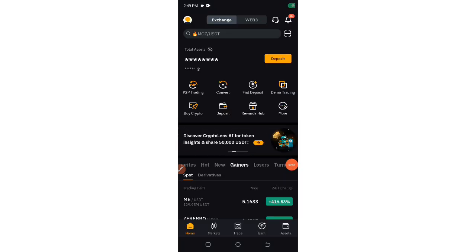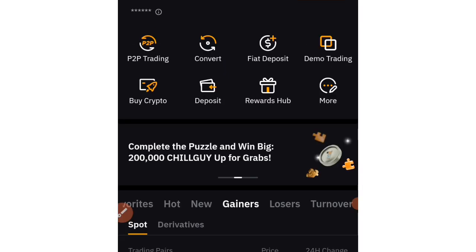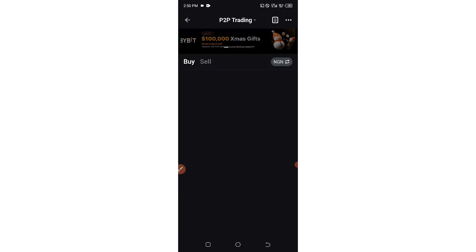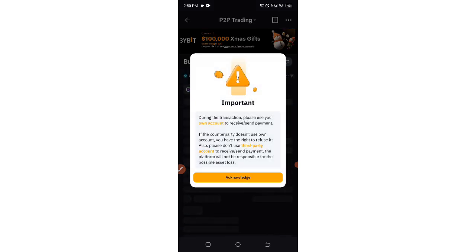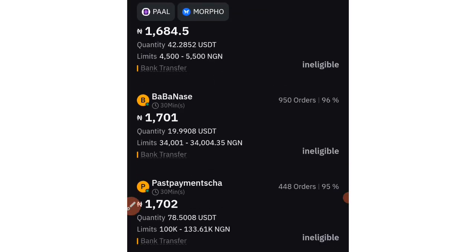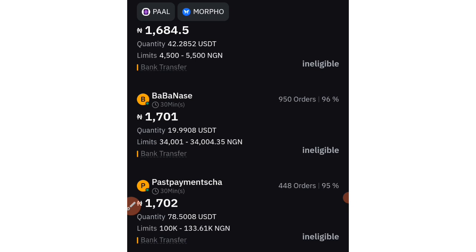So guys, right here on Bybit, the next thing for you to do is to go to P2P trading. See P2P trading up there. Click on P2P trading and then you wait for it to load. Alright, so in this P2P trading, you can see all these ads that you are seeing here. We are not eligible to buy from them. You can see ineligible. All these ads, we are not eligible to buy from.